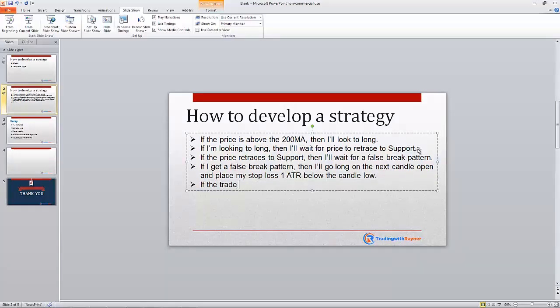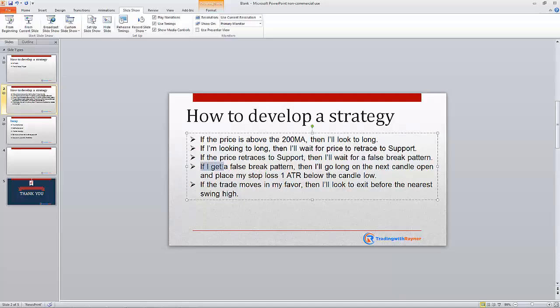If the trade moves in my favor, then I'll look to exit before the nearest swing high, something like that. So you can see that, based on just using this simple if-then syntax, I basically have a rough outline of what my strategy looks like. If the price is above the 200 MA, then I'll look to long because it's an uptrend. If I'm looking to long, then I'll wait for price to retrace to support. This is the area of value. And if the price retraces to support, then I'll wait for a false break pattern, my entry trigger.